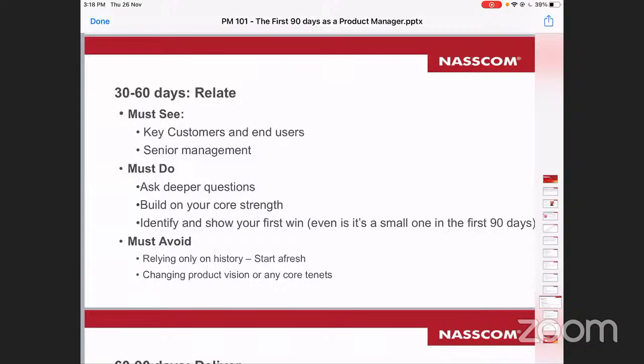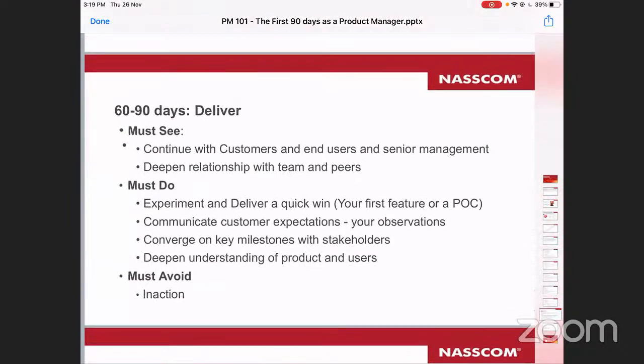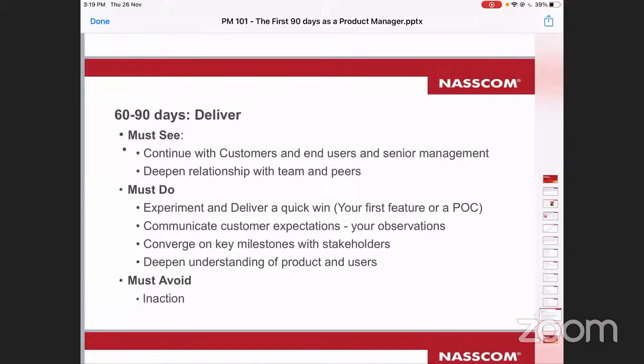And this is also not the period where you go and drastically change the vision and core tenets of the product because you think that what you did at a competitor will work here. It may not. It will take a little bit of time. This is a time to focus on smaller wins and incremental understanding. Probably after the first 90 days is when you can start looking at much bigger changes. So the last bit, 60 to 90 days, I call this period deliver.